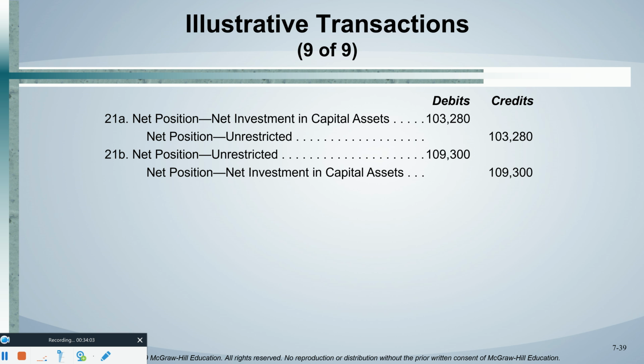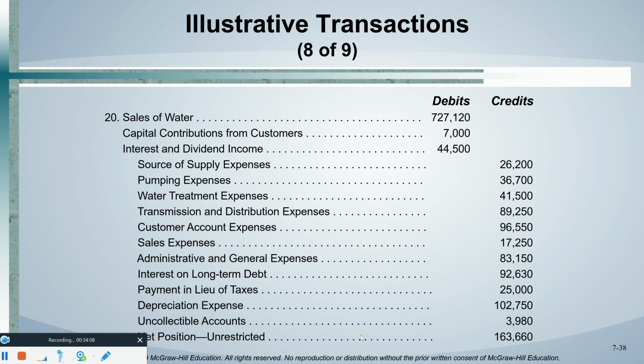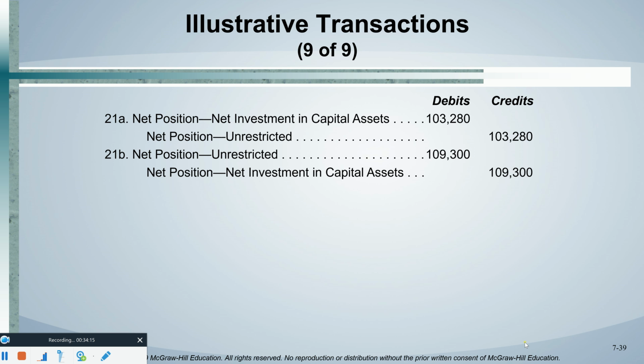And journal entry 21A and 21B, what you're going to see is first we close out everything to unrestricted. This is kind of the order of things. After we close everything out to unrestricted, then we adjust the restricted and the net investment in capital assets. And journal entry 21A and 21B, it looks like that's what we are doing with various reasons. We have to reduce the net investment in capital assets with a debit, and the opposite side of the journal entry will be a credit to unrestricted.